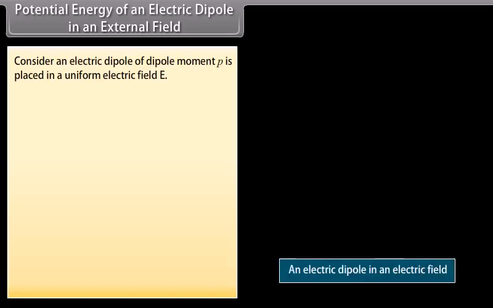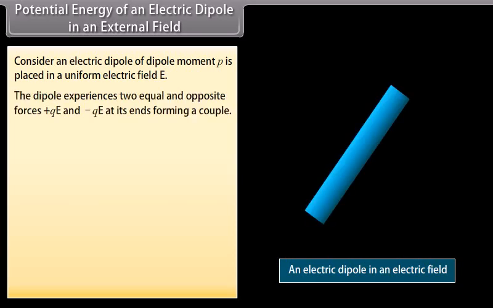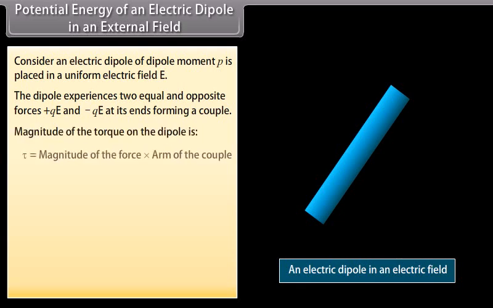Consider an electric dipole of dipole moment p placed in a uniform electric field E. The dipole experiences 2 equal and opposite forces, +qE and −qE, at its ends, forming a couple. The magnitude of the torque on the dipole is equal to the magnitude of the force times the arm of the couple. Tau = qE × 2l sin θ, which is equal to pE sin θ.